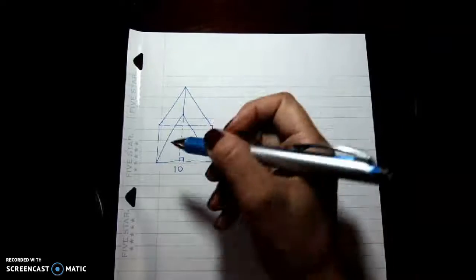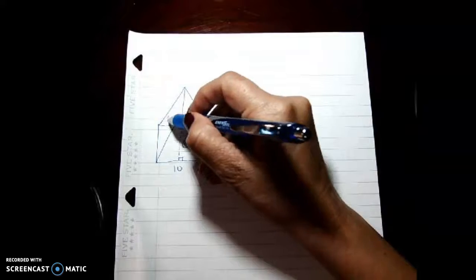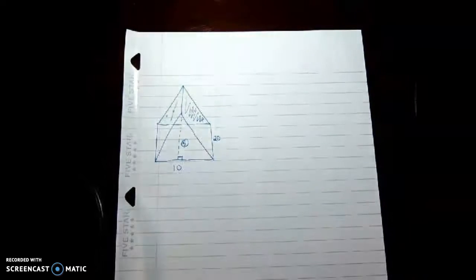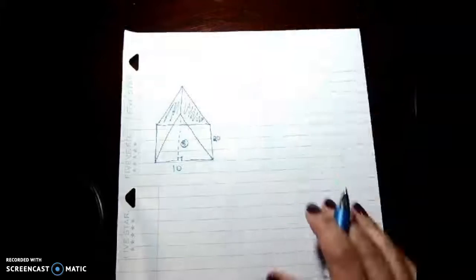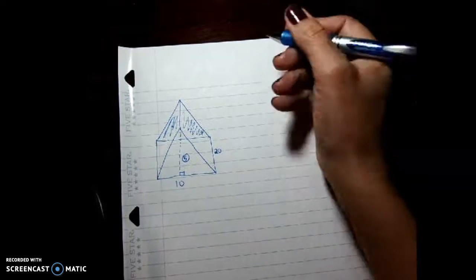Okay? So this is a triangular prism. The triangle is the base. We're going to do the lateral and total surface area of this shape.